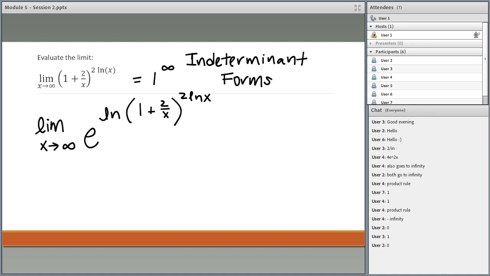So I was able to rewrite this function as e to the natural log of 1 plus 2 over x to the 2 natural log x. And now the whole point of doing that is now I can take that 2 natural log x to the front, because that's log rules. I can always move an exponent to the front.